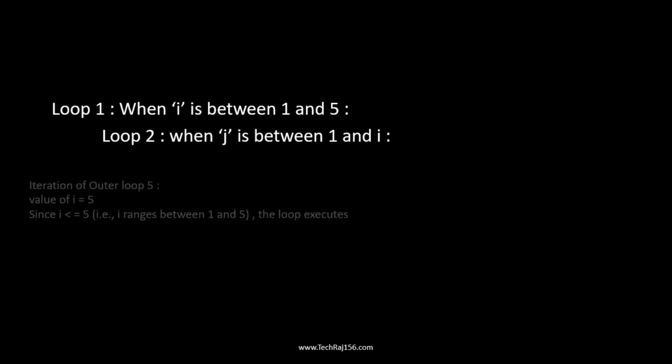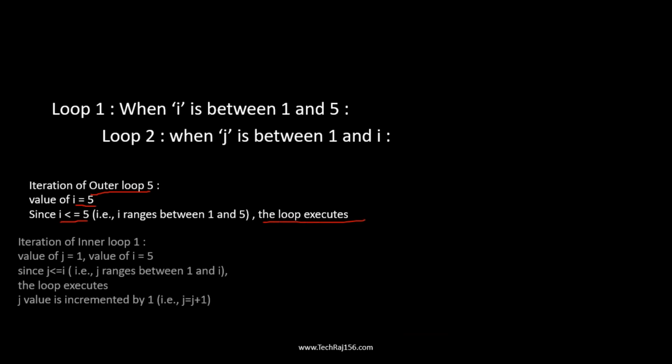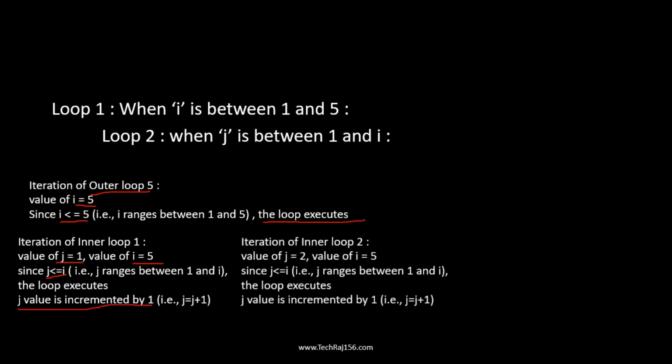So let's go to the fifth iteration of the outer for loop, right? So this is iteration 5 of the outer for loop. The value of i is going to be 5, and this is true. i less than or equal to 5 is true, so the loop executes. So coming to the inner for loop, this is the first iteration of the inner for loop, and the value of j is 1, i is 5. This condition is satisfied, the loop executes, and finally the j value is incremented by 1.